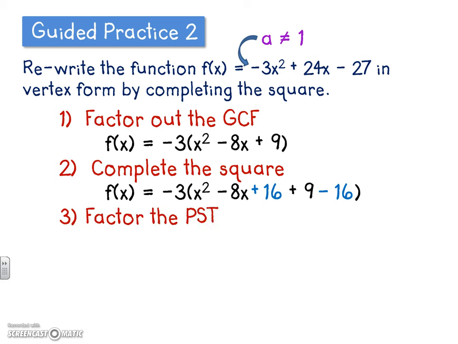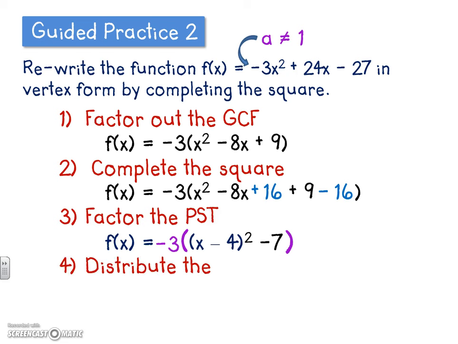Now it's time to factor the perfect square trinomial. So just this part needs to be factored. And we factor it as a binomial squared. That binomial is going to be x minus 4 squared. We can also combine the 9 and the -16 as -7, and this whole thing now gets multiplied by that -3.